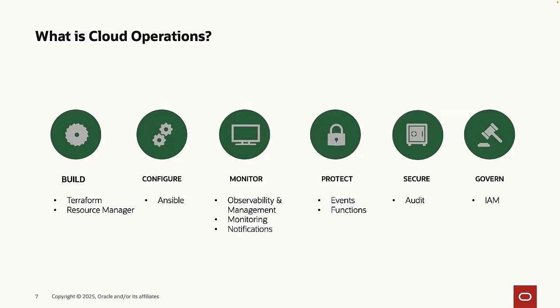Events and functions can further accelerate automation and visibility within our environment as a means of promoting protection of our resources. So say an object storage bucket is created, deleted, or anything else, we can make an event out of that and be notified immediately. Audit can keep track of who did what and when in the tenancy. And lastly, we can govern with IAM and set up policies and grant permissions to users to limit access to resources. So build, configure, monitor, protect, secure, and govern. These are going to be the 6 building blocks that constitute cloud operations.